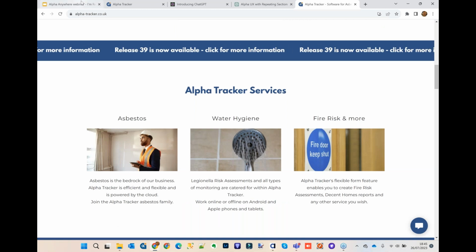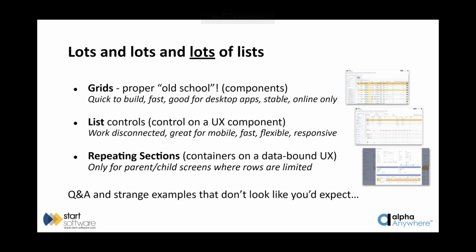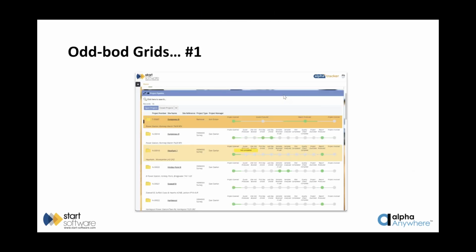So for the final couple of minutes, Scott, on the webinar, I'll show you some grids and lists and repeating sections that might not look like them. I've called them odd bods. That's a UK term for strange things. This is a grid. It's in Alpha Tracker actually, but it may not look like one because of this pipeline effect that we've done here.